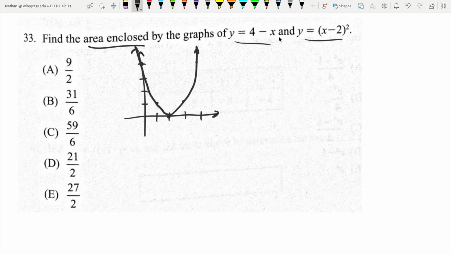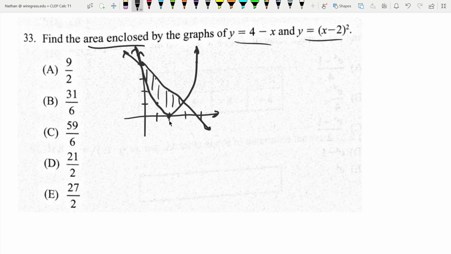And the linear function is 4 minus x. That means the y-intercept is 4. It's going to go down 1 over 1, down 1 over 1, down 1 over 1. It's going to cross it right there. So this is the area enclosed by these 2 graphs, this portion right here.